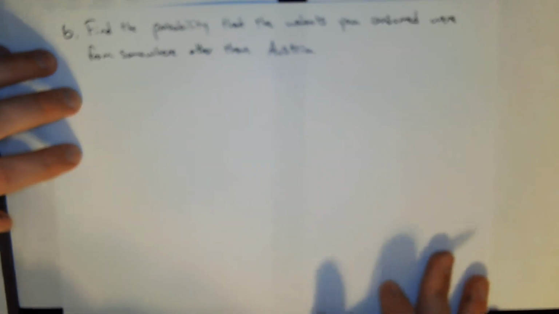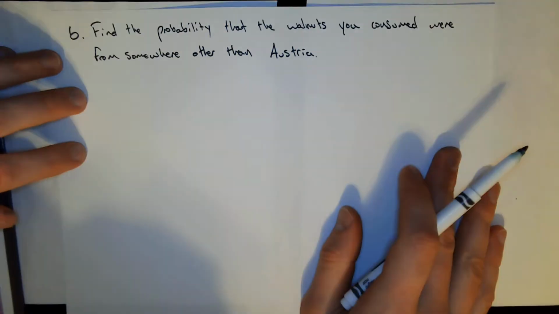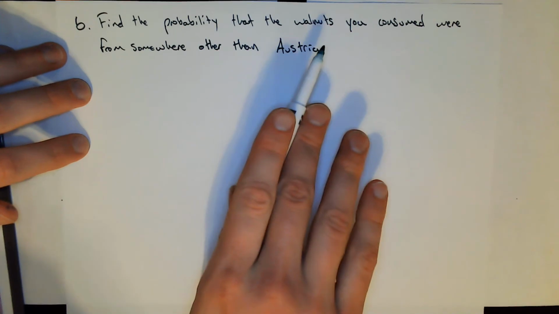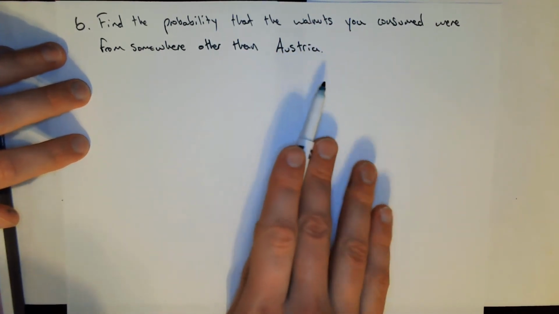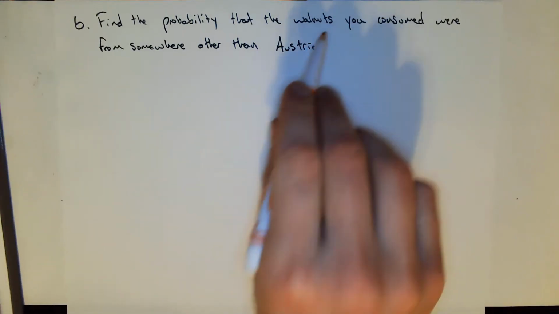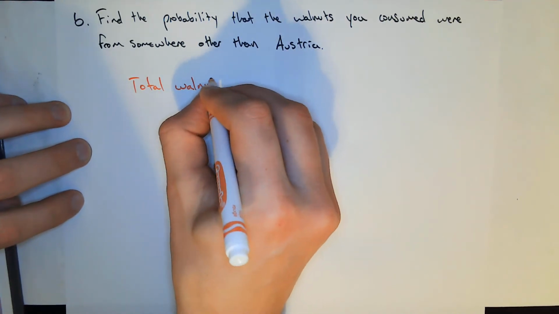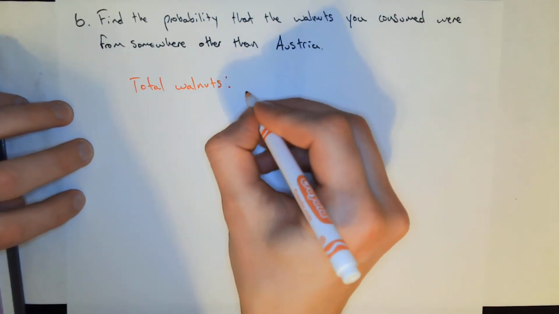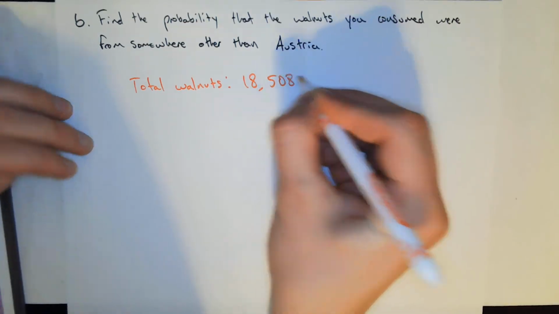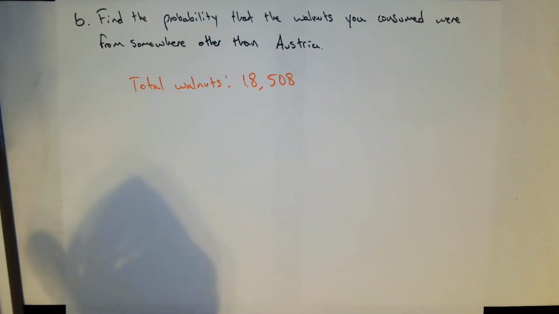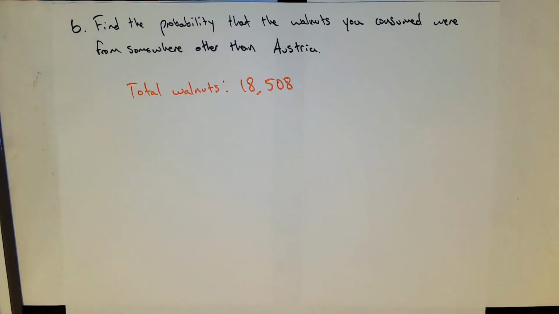Part B says, find the probability that the walnuts you consumed were from somewhere other than Austria. Okie dokie. Total is the same. Oh, wait. Yes, still dealing with walnuts. So total is the same. It was 18,508 from last time. Now this time, we want walnuts from somewhere other than Austria.